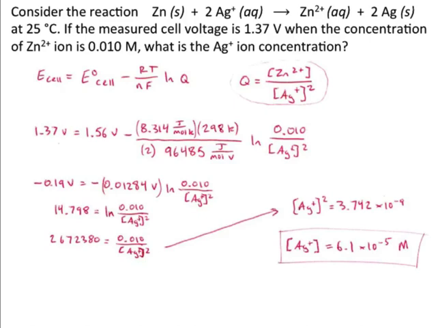That tells you what the silver ion concentration is at this given moment in time, because E cell will change as the reaction proceeds, which makes sense because our concentrations change as the reaction proceeds, because otherwise it wouldn't really be a reaction. So basically both the things in this video are just an application of the Nernst equation, specifically this form of it.